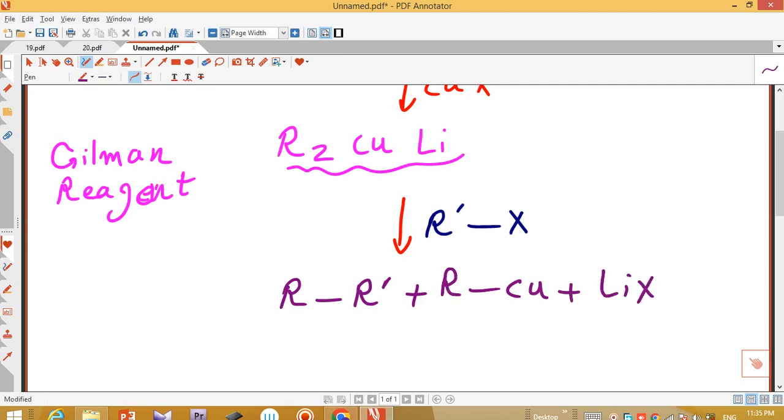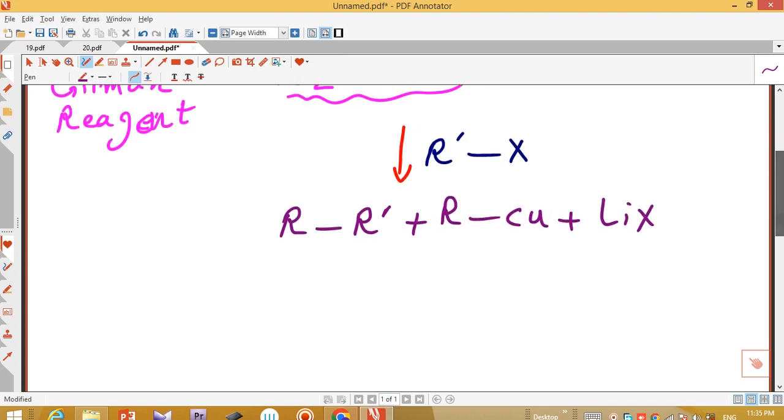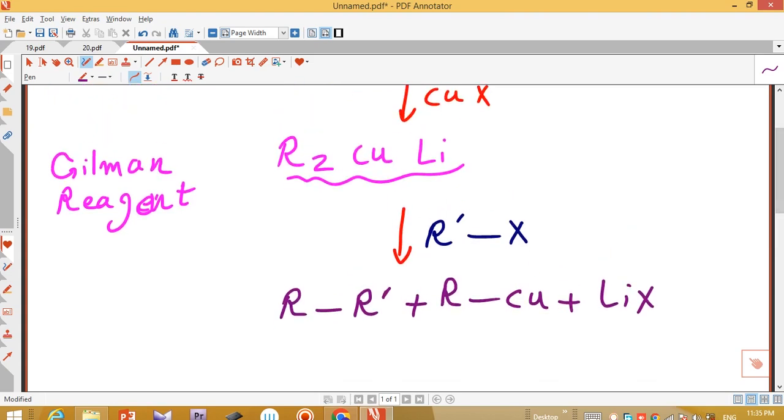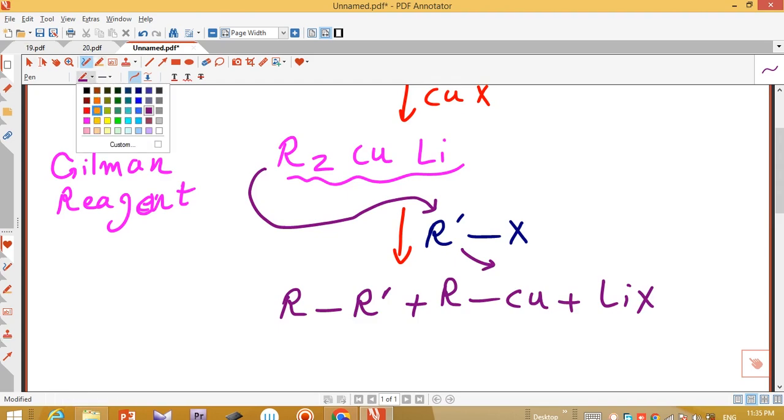So finally we will have R R prime, which is a kind of coupling between R and R prime, RCu, along with LiX. Okay, so here, my friends, based on the reaction that I told you, we are going to review the mechanism of the Gilman reaction. As you can see, I have drawn the mechanism of the Gilman reagent attacking our R prime X, or our substrate. Okay, so let's talk about conditions.